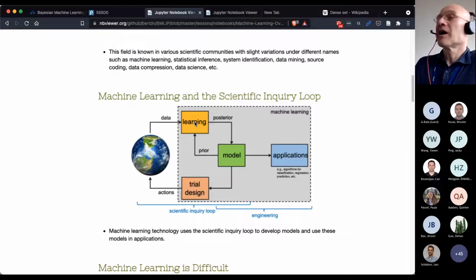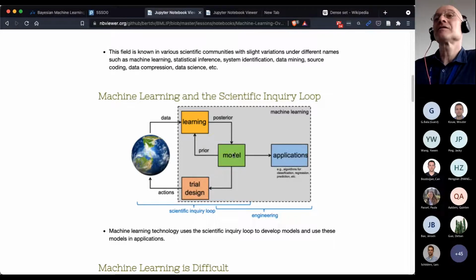As you now hopefully have seen a bit, in order to learn, you need to have a prior distribution and data, and data will be encoded in the likelihood function. Then prior times likelihood divided by evidence will give you the posterior distribution. Then you can look at this model and ask what kind of uncertainties you still have. I may have parameters with very broad probability distributions, and I may want to design a trial that will hopefully get me the most information about reducing the uncertainty about my parameters. And then we can close the loop. That's, you could say, the scientific inquiry loop.